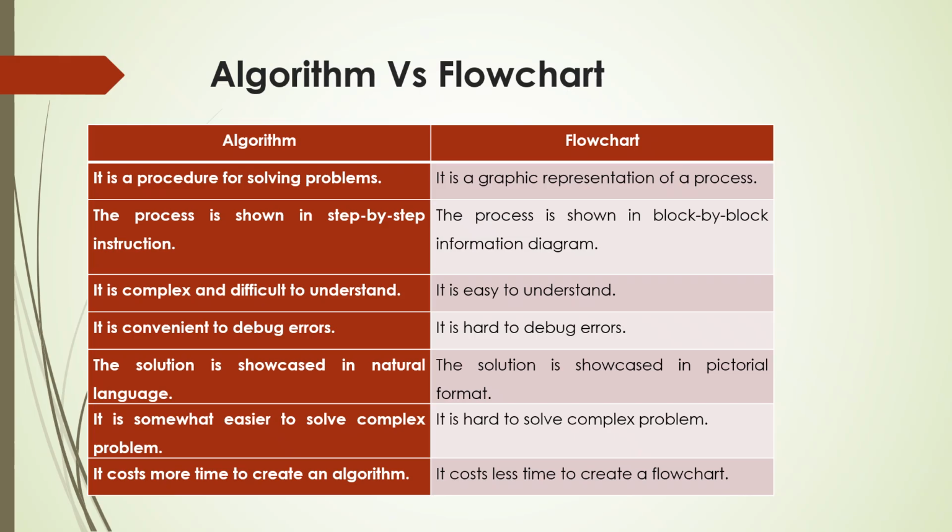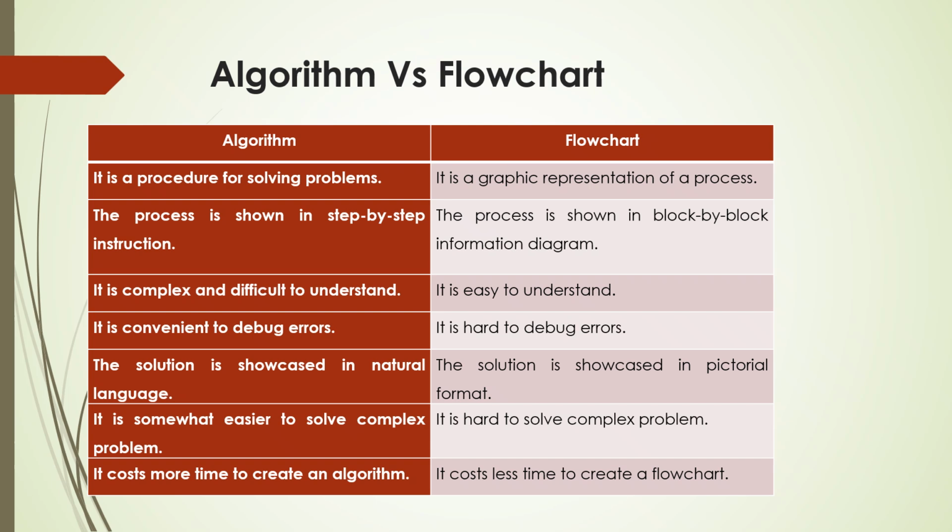Fourth one is debugging. Another important difference is debugging. Debugging means identifying and correcting logical errors. In an algorithm, every step is written clearly because the instructions are listed one after another. It is often easier to locate a logical mistake. For example, if a calculation step appears before the input step, we can easily notice the error. In a flowchart, debugging may be slightly difficult because we have to follow several symbols and arrows. If the flowchart is large, following every path can take more time. Therefore, algorithms are generally considered more convenient for checking logical errors.